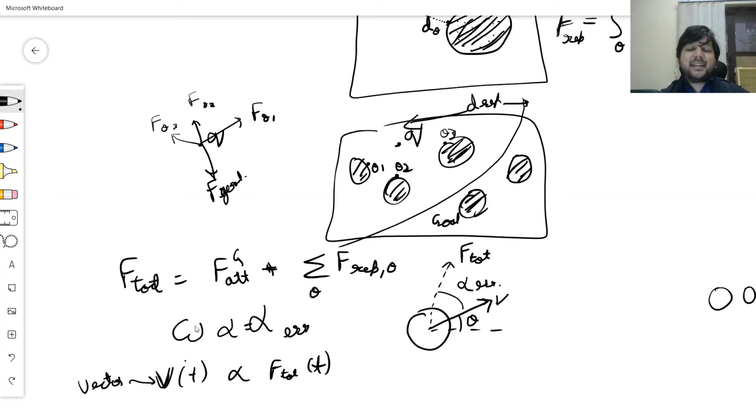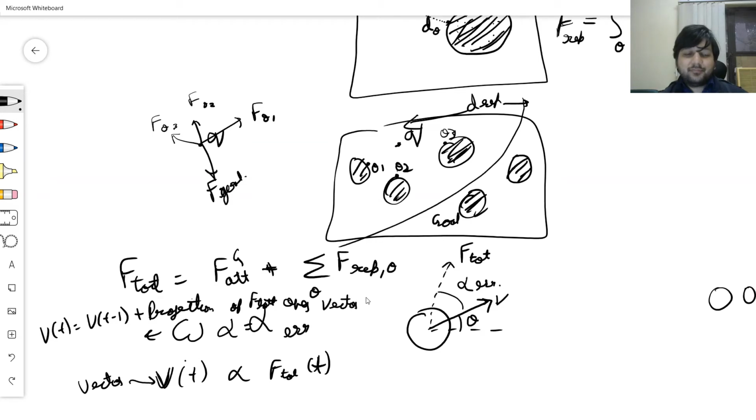Sometimes you say that it's linear speed and angular speed, so you say that V t will be V of t minus 1 plus the projection of F total over the V vector. So let me take this vector as E, unit vector E.